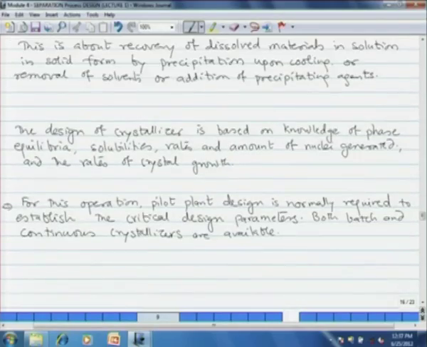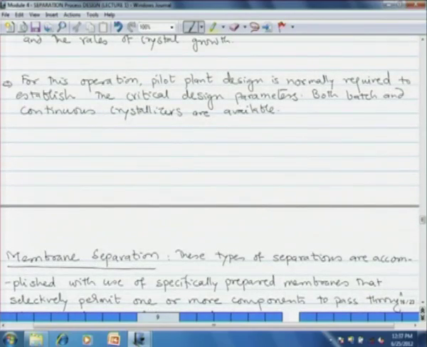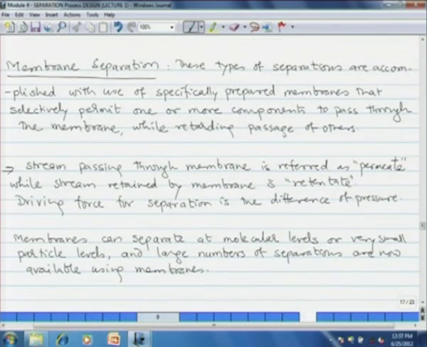Various types of crystallizers are available, however, before you choose a particular crystallizer for a particular operation, pilot plant testing is necessary. Then comes the topic of membrane separation, which is one of the most popular modern day processes for separation of different reaction mixtures. As I already told you, membranes overcome a major drawback of the conventional operations of absorption and distillation in that they are much less energy intensive. They only have a barrier in the form of a membrane, and separation occurs at no high energy cost, except for pervaporation that we shall see later.